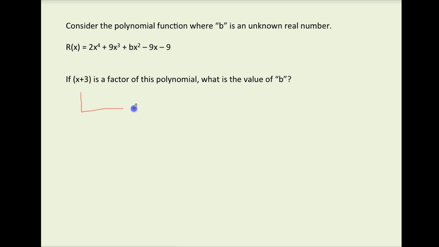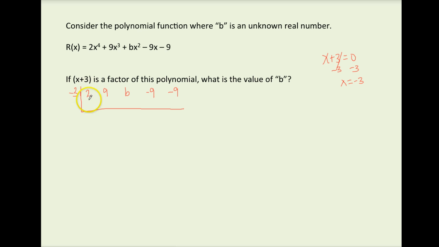Okay, so with synthetic division, again, the first thing you check is your polynomial. Make sure the terms are in order. I have a fourth power, third power, second power, first power, and a constant. They are in order and nothing was missing. Write down the coefficients for those. So we have 2, 9, b, -9, and -9. On the outside, we write what we're dividing by. In this case, the factor is x plus 3. To find out what you're dividing by, you set it equal to 0 and solve. We are dividing by -3.